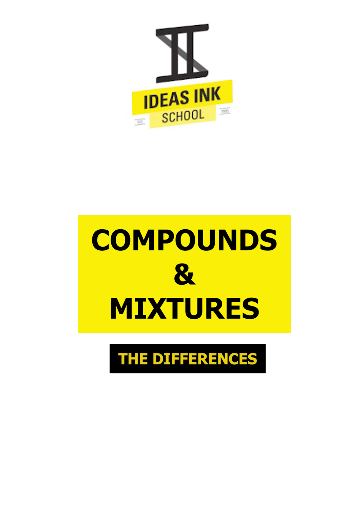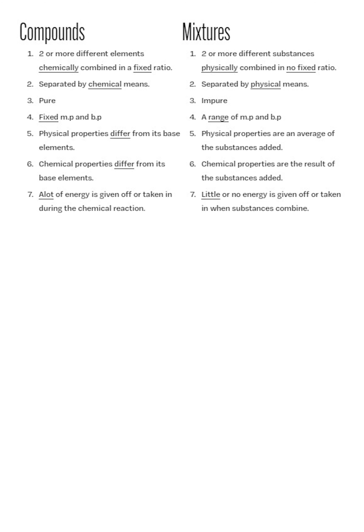Now let's discuss their differences. Firstly, a compound is made of two or more different elements chemically combined in a fixed ratio, while a mixture contains two or more different substances that are physically combined in no fixed ratio. Secondly, a compound can only be separated back to its starting elements by chemical means, while a mixture can be separated back to its starting components by physical means.